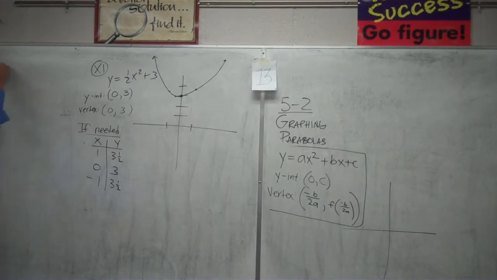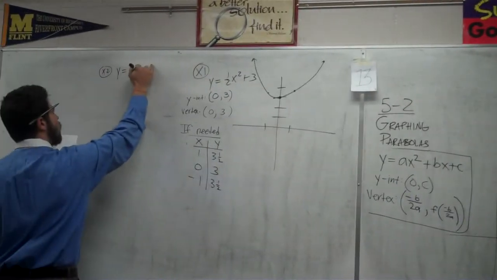I want to look at another one just like this, and then we'll have one where your table is not needed. We'll do this one sort of quickly. Y equals negative 2x squared plus 7.